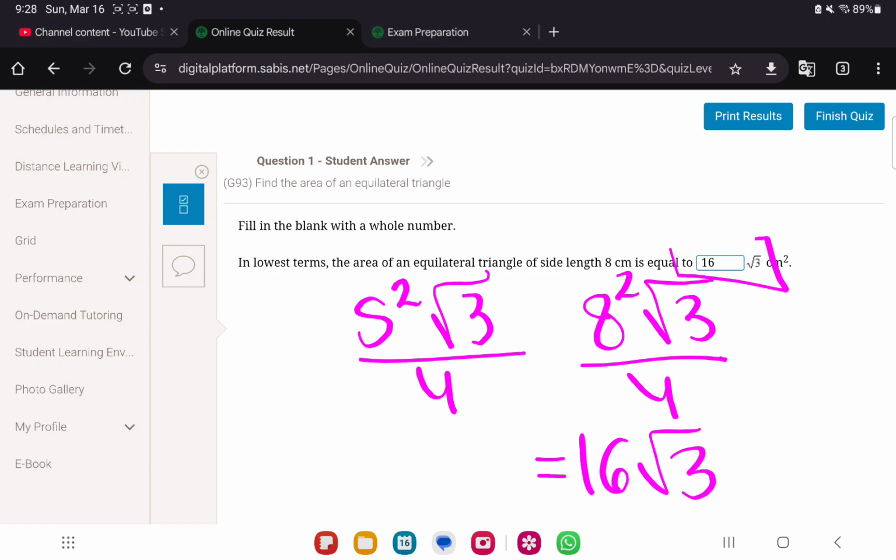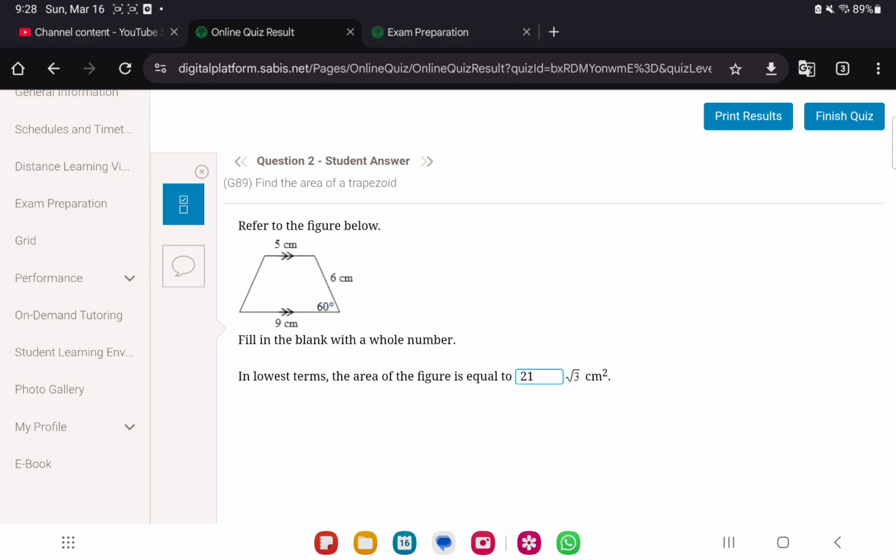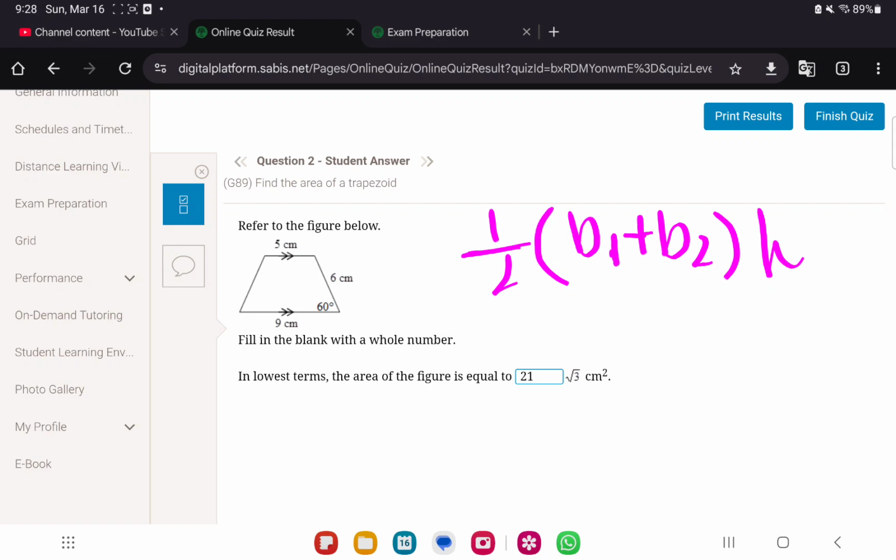So both ways work. This is way simpler, it saves time, but I'm not sure if it works in written part, okay? Now, second question. The second question is a simple formula. There's no other formula, okay? That simple formula is half base 1 plus base 2 times height, okay? So base 1 is the long base and base 2 is the short base.